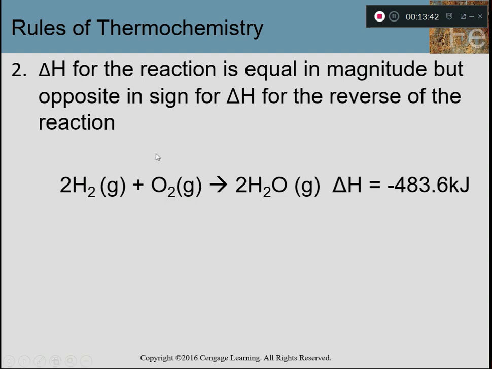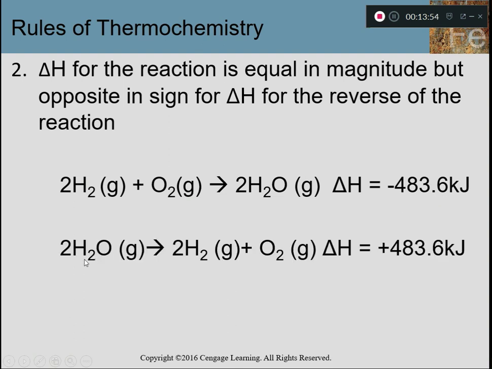Then, if I'm going to flip the reaction, I'm going to write it backwards. Well, then my delta H is going to be quote unquote backwards. It is going to have the same amount of energy, but it is going to be opposite in sign. So if I start with water and make again, this is exactly the same reaction, just written backwards, then the amount of energy is going to be the same, but instead of it releasing that energy, I have to put that amount of energy in.